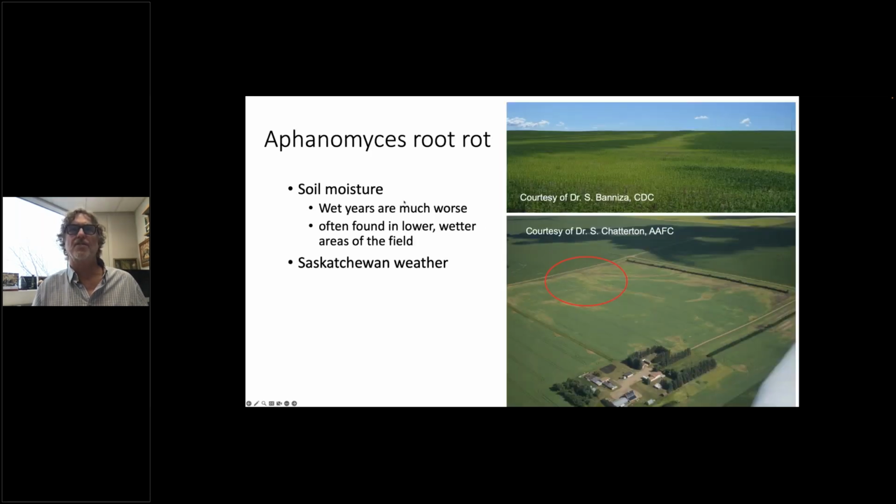Here are some slides from Sabina and Shama, showing the effect of topography on this disease and the fact that it's somewhat of a spatially isolated disease in some cases. You can see the lower areas of the field. In wet years, it's much worse, although even in dry years, in fields that have a lot of inoculum, Aphanomyces can be bad. But initially, in those wet years when it's building up, the inoculum can be bad, and it's often found in these lower landscape positions of the field.